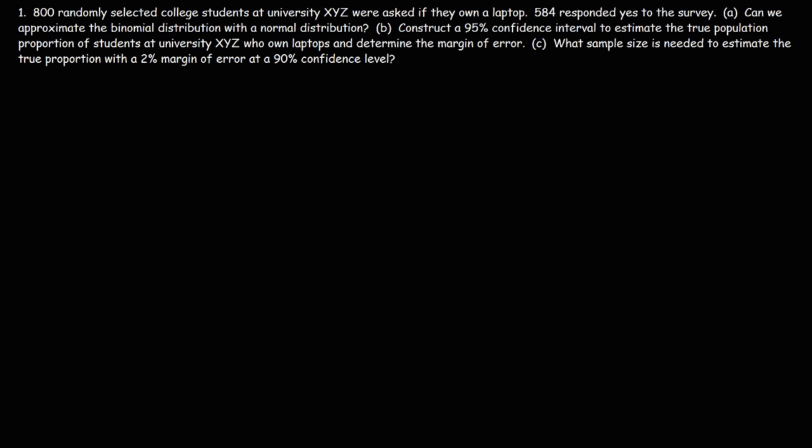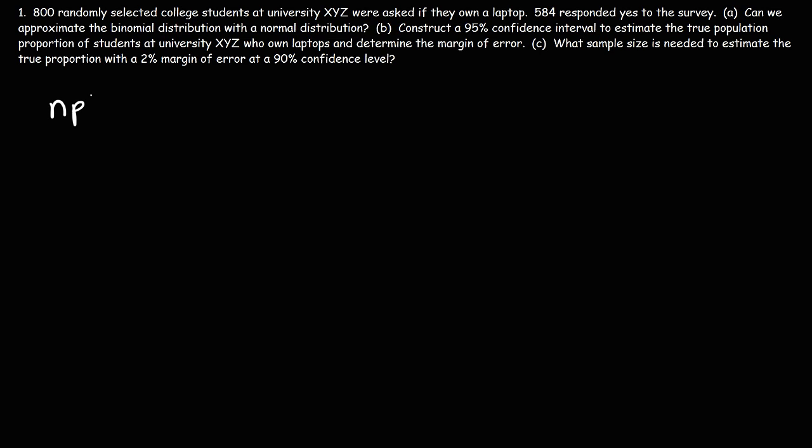Part A, can we approximate the binomial distribution with a normal distribution? Now keep in mind why this is a binomial distribution, because there's either two options. When a person is asked a question, it's either yes, they own a laptop, or no, they don't own it. Now, can we approximate this distribution with a normal distribution?